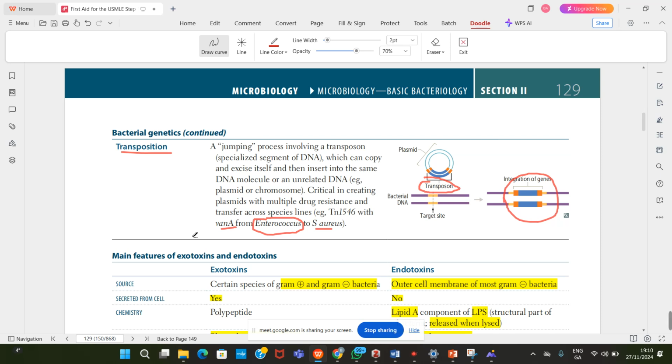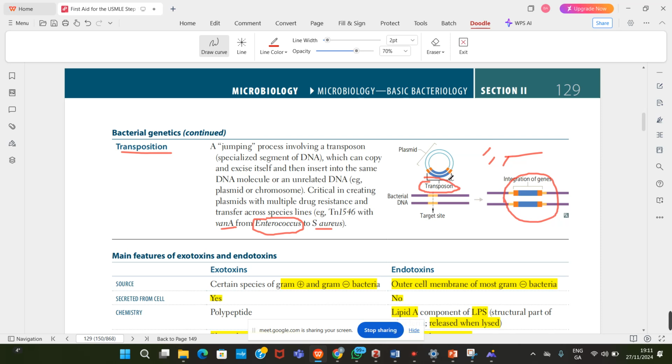I'm trying to differentiate it from transformation. No, transformation is not copying. Transformation is the cell picking up naked DNA in the environment. Naked DNA is in the environment, and they come and pick it up. That is it. Transposition involves two living bacteria. One contains a transposon, which is the jumping gene, and this jumping gene usually encodes something that is beneficial. It could be vancomycin resistance. It could be anything.